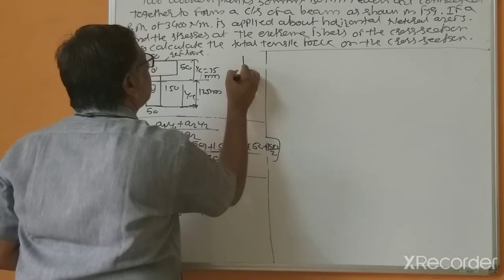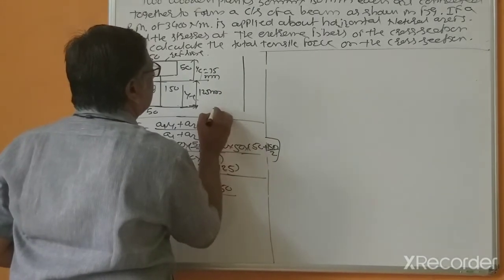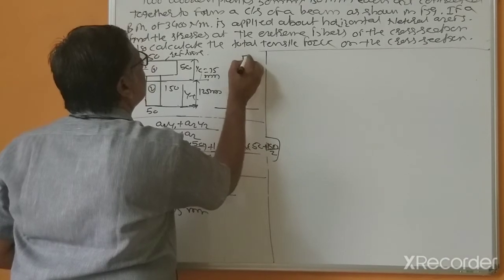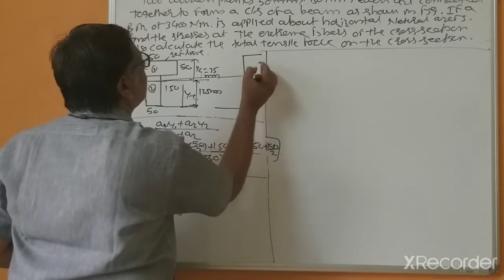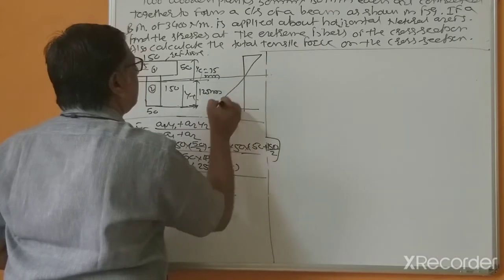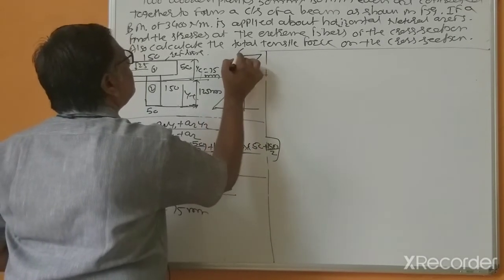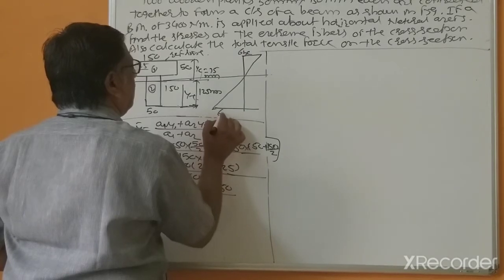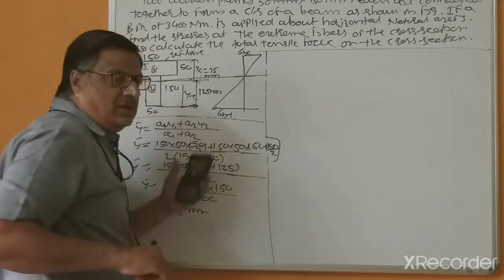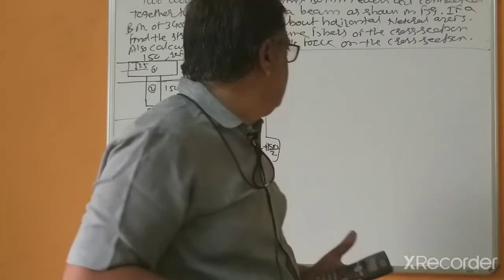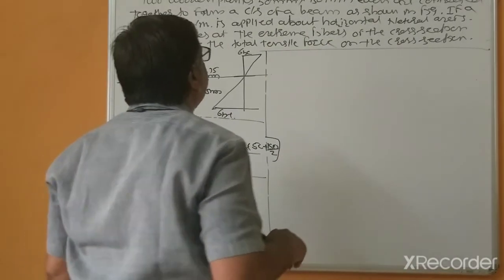Here, because this is the neutral axis, this is sigma BC and this is sigma BT and this is the neutral axis. So sigma BT is more, so that we'll calculate.